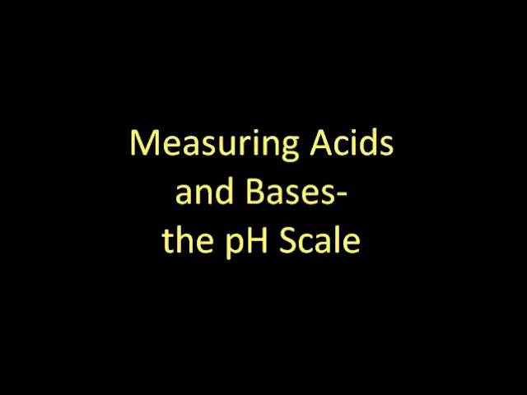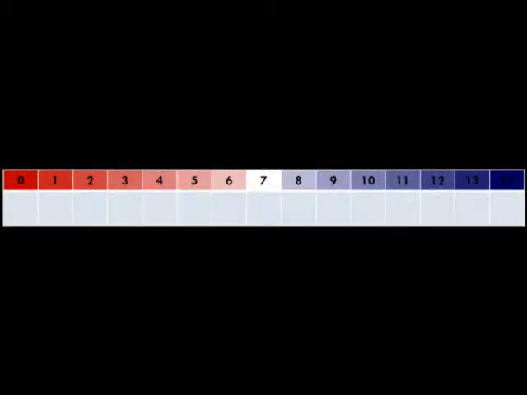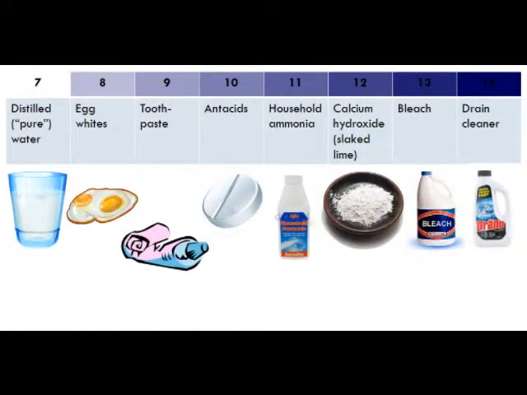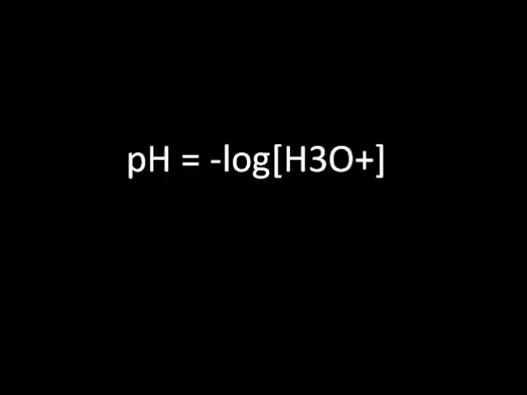The standard scale of measurements for acidity and basicity is known as the pH scale. Here is a range of acids from extremely acidic at 0 to neutral at 7. And here is a range of bases starting at neutral at 7 until extremely basic at 14. This scale was developed in 1909 by a Danish physicist named Søren Sørensen. From his findings, pH can be defined as the negative log of the concentration of hydronium ions.